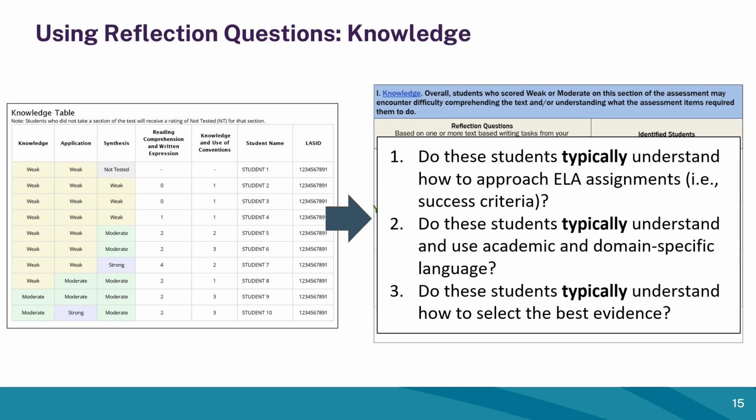Assuming not all students fall into this category, for the remaining students you will shift to question 2 and consider whether they typically do not understand or know how to use academic and domain-specific language. For the students you answered yes to this question for, write their name in box 2. Again, there'll be guidance for these students later. Finally, for the students who remain, you will look at question 3 and consider whether any of them are struggling to select the best evidence.